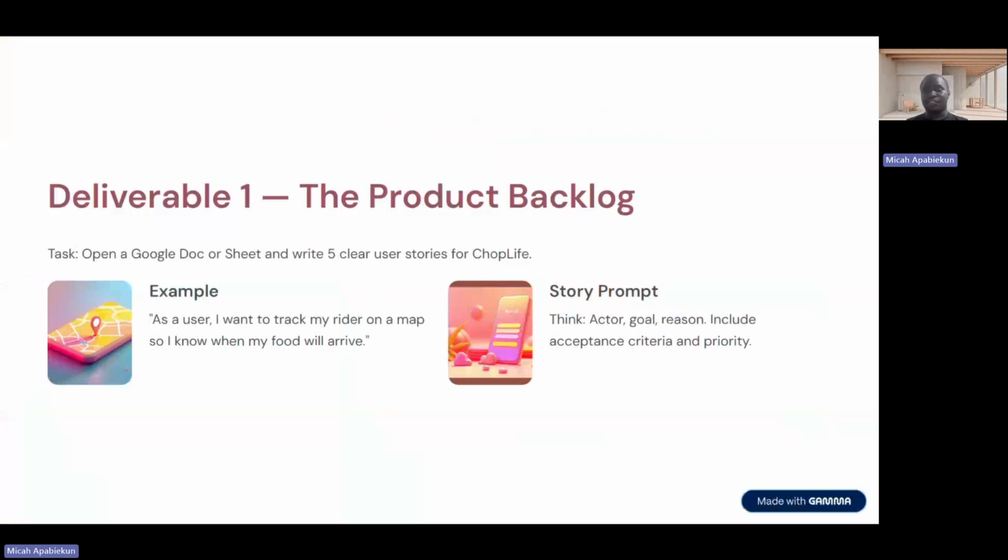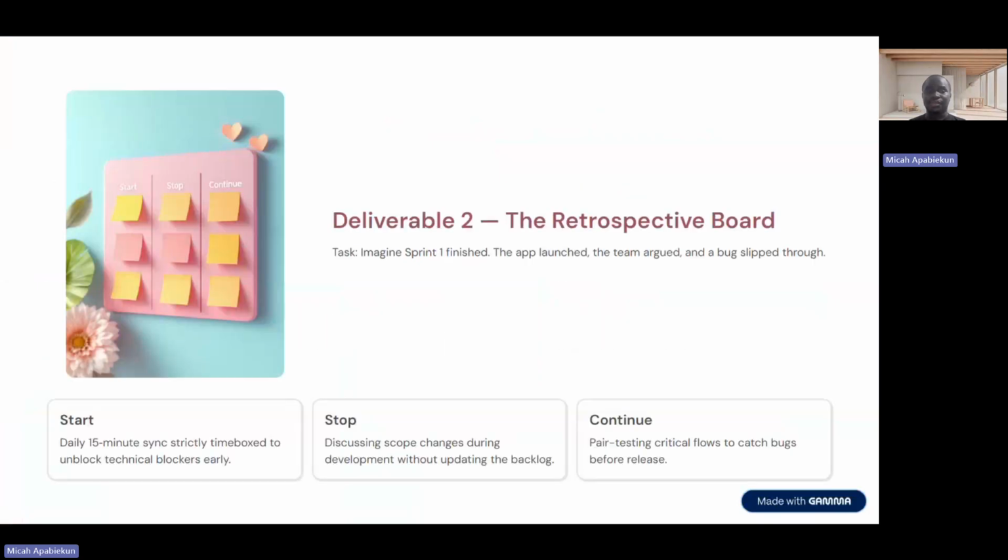All right. So I'll be looking forward to these deliverables: the product backlog. I want to see what this looks like for Chop Life. I want to see the retrospective board. I want to see this. So this is the Kanban board now.